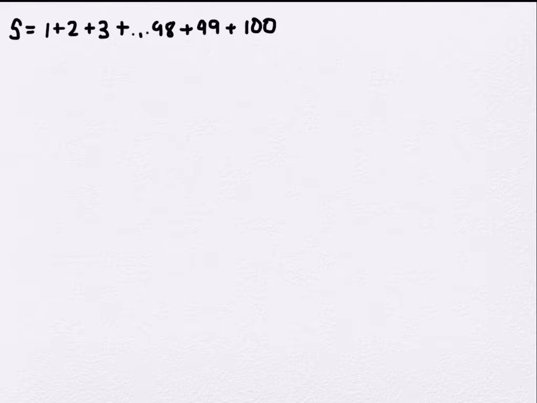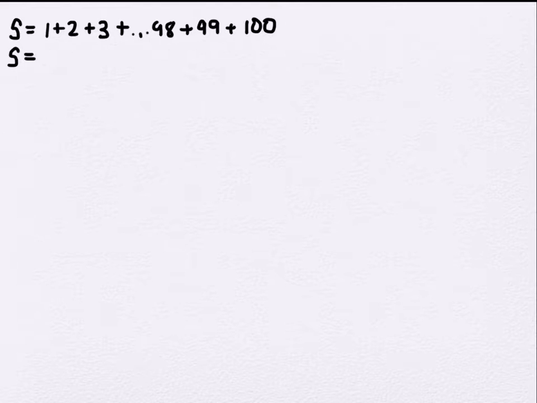Okay, so here's what Gauss noticed. He noticed that if you added the first number and the last number together, what happens when you add 1 and 100? You get 101. What happens if you add the second number and the second to last number together? You get 101. What happens when you add the third and the third to last number together? You get 101.